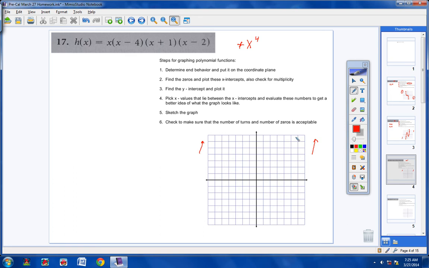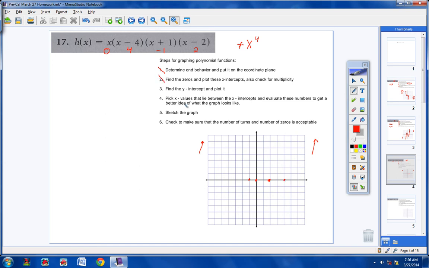Now, let's move on to step number 2. Step number 2 says determine the zeros, which is going to be easy to do. They've already factored it for us, and plot these. So I have a 0. This group here would give me a 0. This group a positive 4. This group a negative 1. This group a positive 2. There's no even multiplicity, none at all. And one 0 would be here at negative 1. Another 0 would be 0. Then over to 2. Then over to 4.